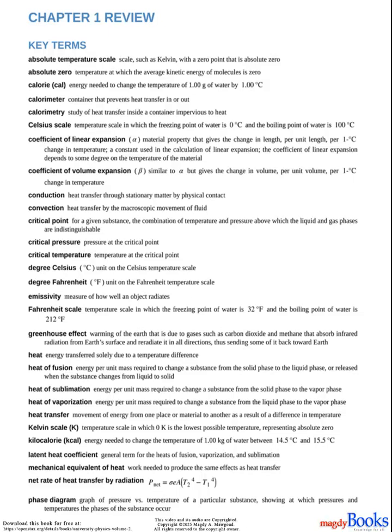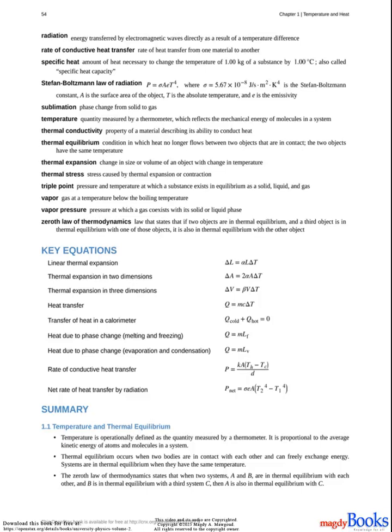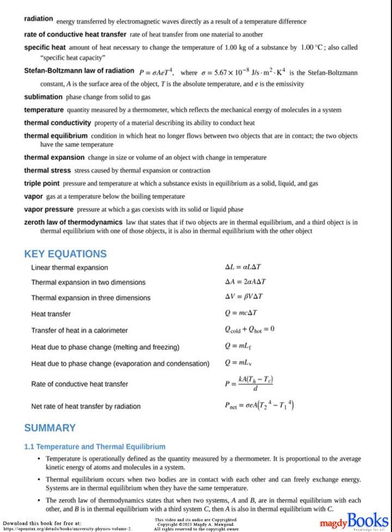28. Net rate of heat transfer by radiation. P net equals sigma E A (T2 to the power of 4 minus T1 to the power of 4). 29. Phase diagram. Graph of pressure versus temperature of a particular substance, showing at which pressures and temperatures the phases of the substance occur. 30. Radiation. Energy transferred by electromagnetic waves directly as a result of a temperature difference. 31. Rate of conductive heat transfer. Rate of heat transfer from one material to another.